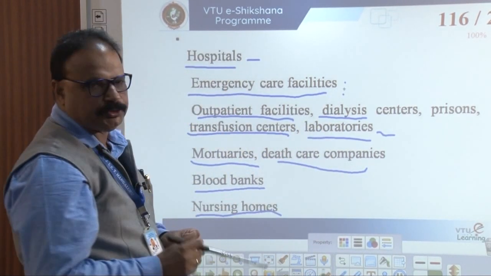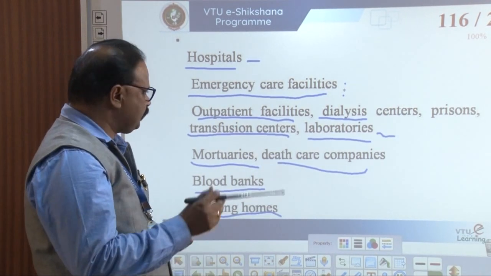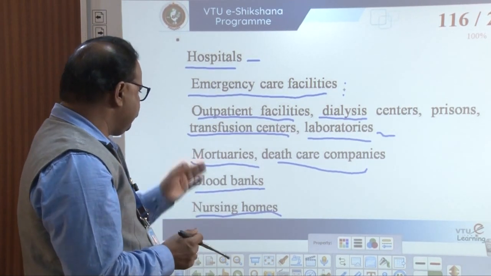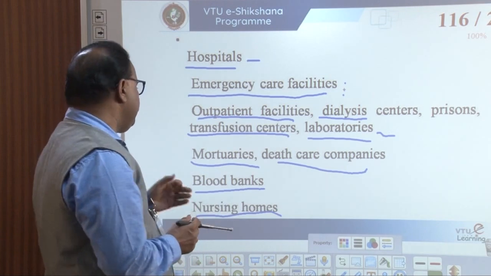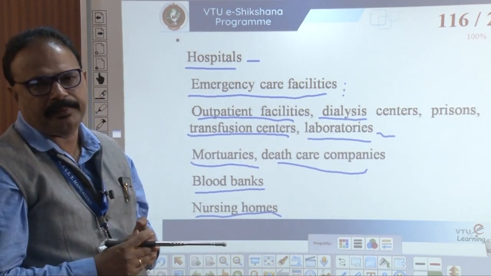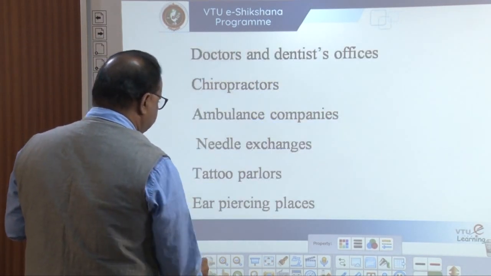Hospital, first one, what I told, hospital, emergency care system, outpatient facility, dialysis center, transfusion center, laboratory, mortuaries, death care companies, blood bank, and nursing homes, where we get the major sources of biomedical waste.